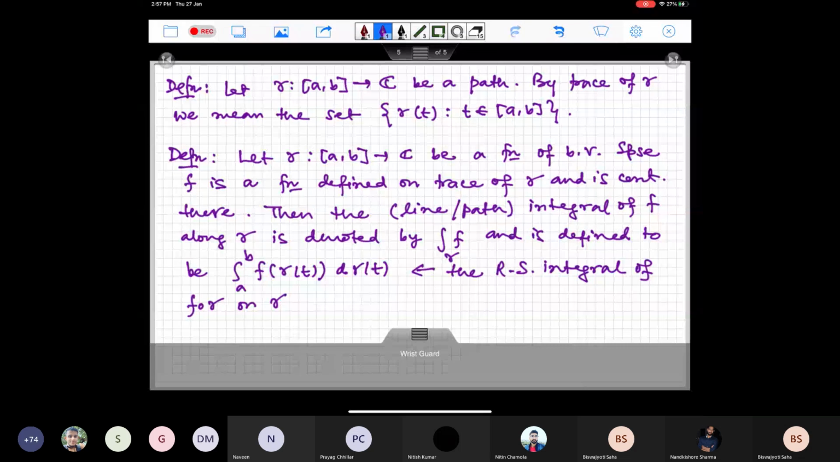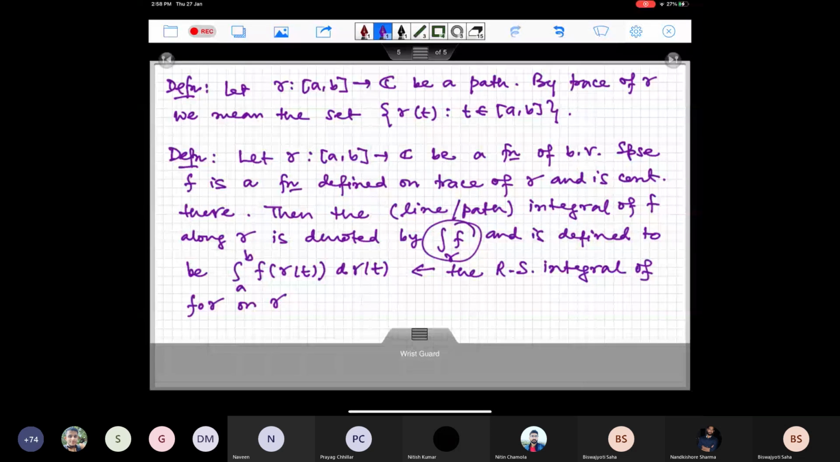So there could be several other issues. That is the reason why we are only going to be interested in functions which are defined on, let's say, some gamma, and then I am going to integrate on that gamma itself. So basically what I am saying is that this integral of f over gamma, or the line integral of f along gamma, is nothing but the Riemann Stieltjes integral of f composed gamma on the curve gamma.